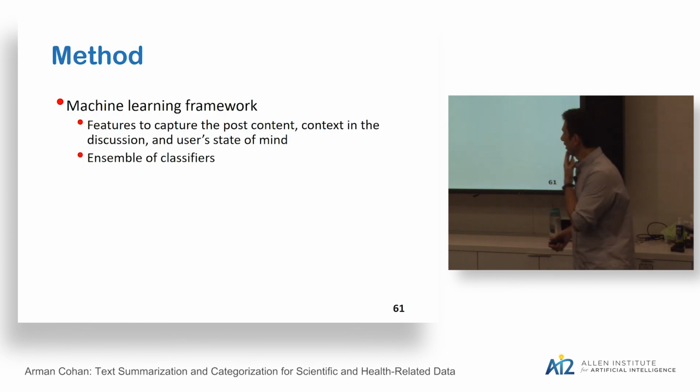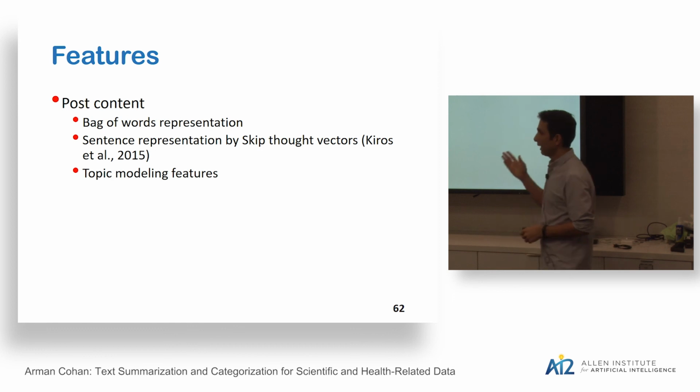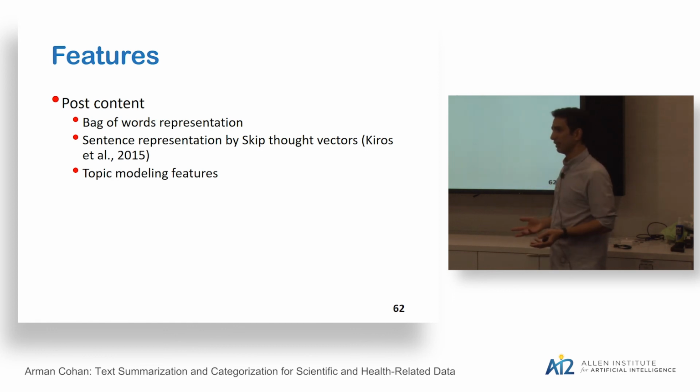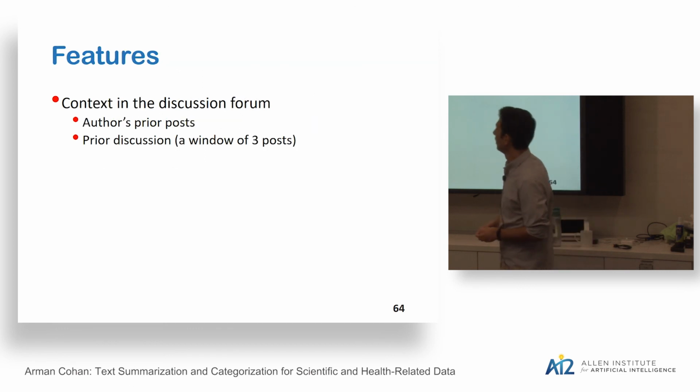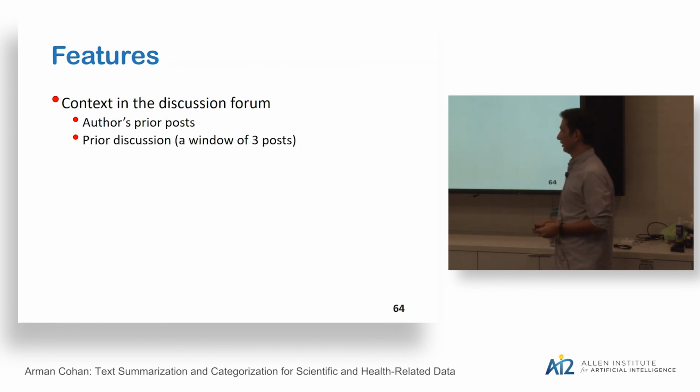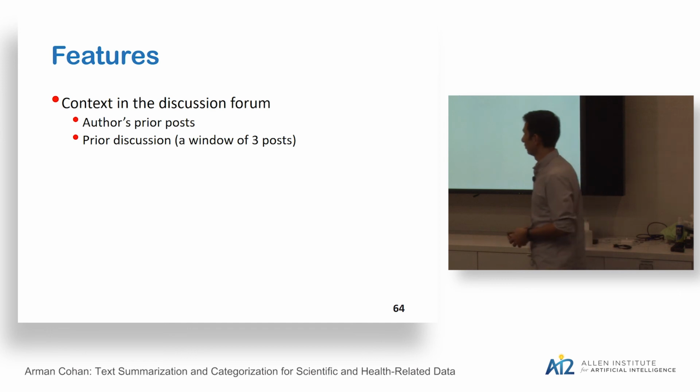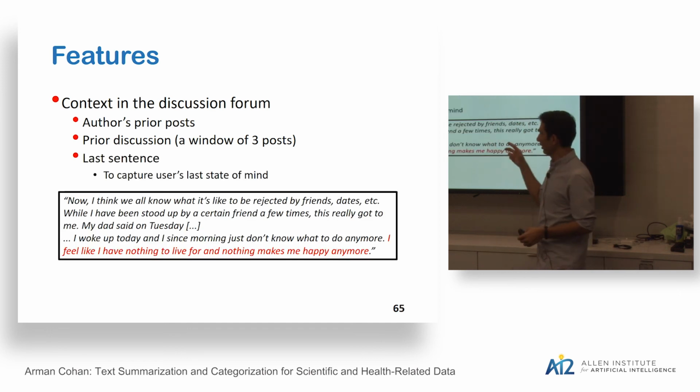So we propose a machine learning classifier for this with features to capture post content, context in the discussion, and the user's state of mind. For capturing post content, we use a bag of words representation, which is standard, then sentence representation by skip-thought vectors, and topic modeling features. Then we captured how the user is feeling by using psycholinguistic lexicons, emotion lexicons, and subjectivity lexicons. And we also considered the context in the discussion, because these are discussion-centric forums. One interesting feature is the last sentence that we saw.